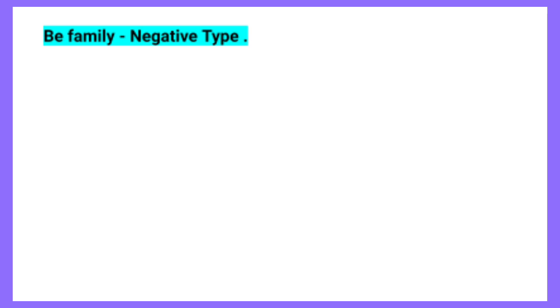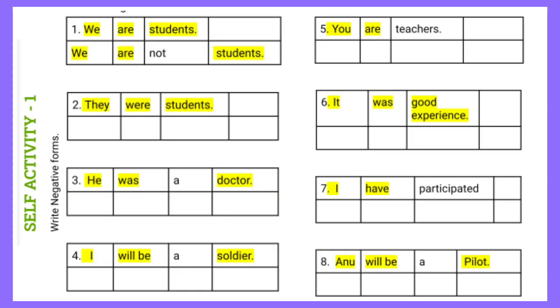So my dear friends, I am going to give you a self activity. Okay, what you have to do is make negative forms. There are 8 sentences we can see. What we want to do is change the sentence to negative form. Okay, first one, it is already done as an example for you. We are students. The negative form is we are not students. Okay, so like that, the rest of the 7 sentences you have to change into the negative.